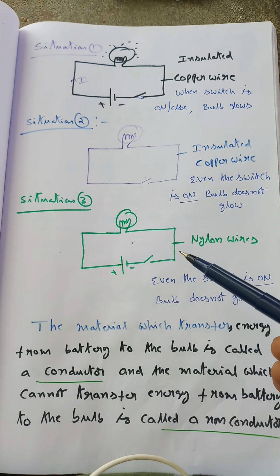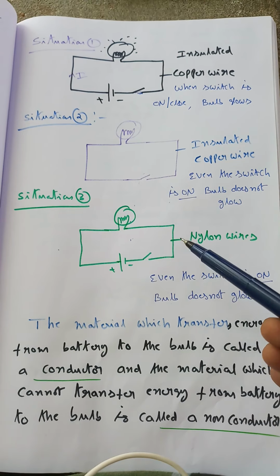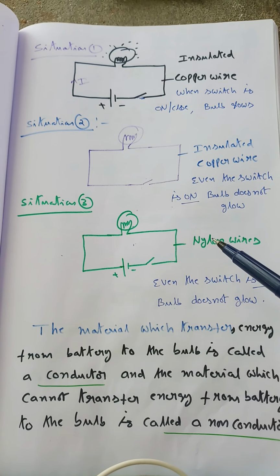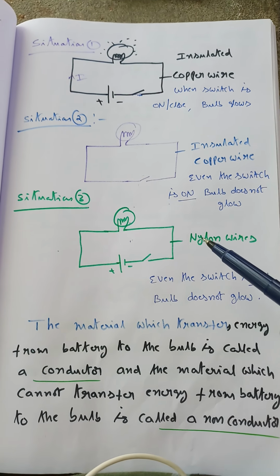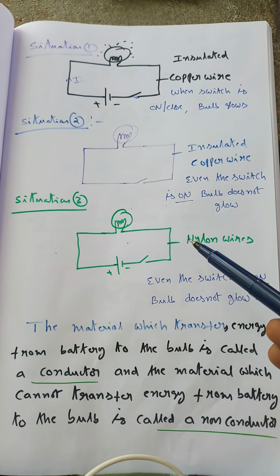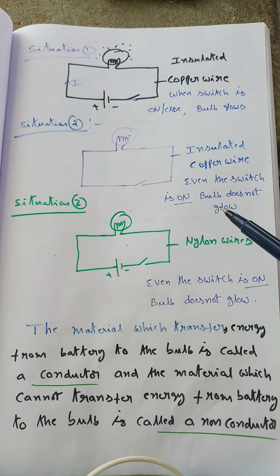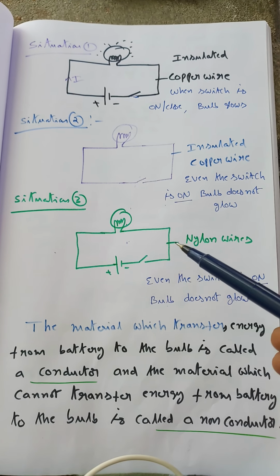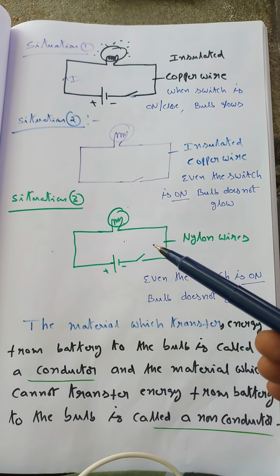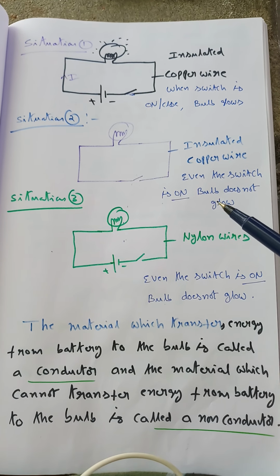So why is the current not flowing through nylon, rubber, plastic wires? Because nylon, rubber and plastic don't have any free electrons in them. Whereas if you take any metallic wires, current flows through the wires, because those can have free electrons in them.